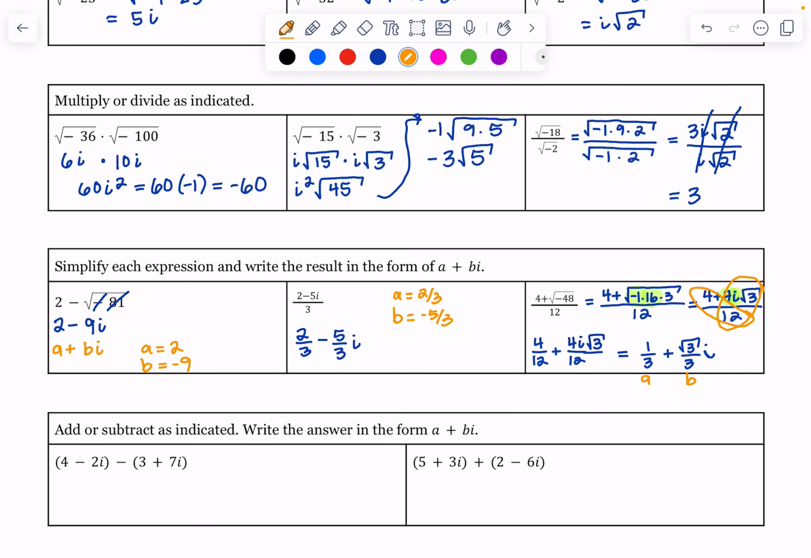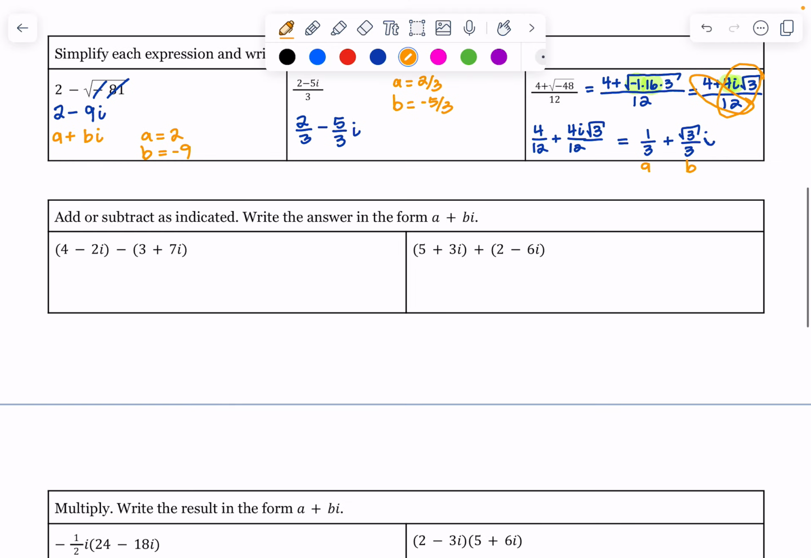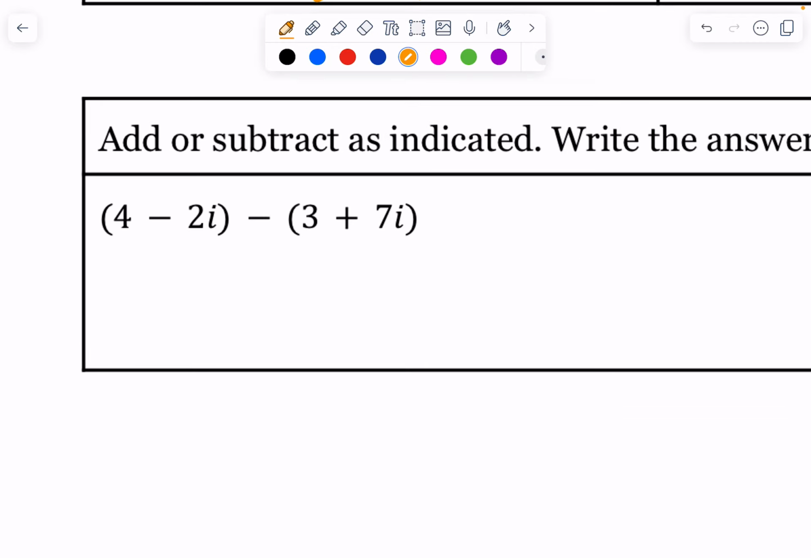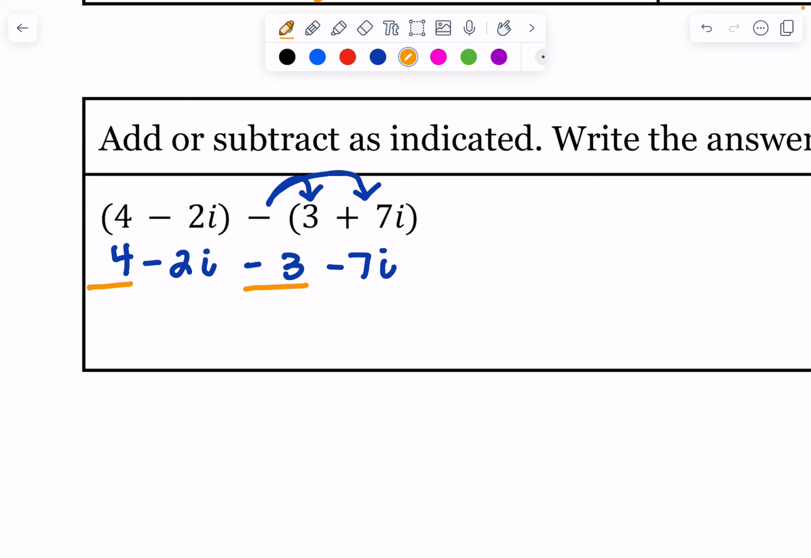All right. So this next section says add or subtract as indicated and then write the answer in the form a plus bi. So for this, we need to distribute this negative, and we're going to have 4 minus 2i minus 3 minus 7i, and then this is easy as combining like terms. So our 4 and our minus 3 go together, our negative 2i and our negative 7i go together, and we are left with 1 minus 9i, and we have our a is 1 and our b is negative 9.